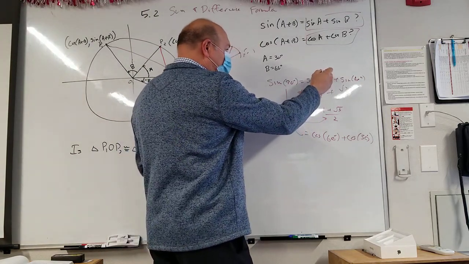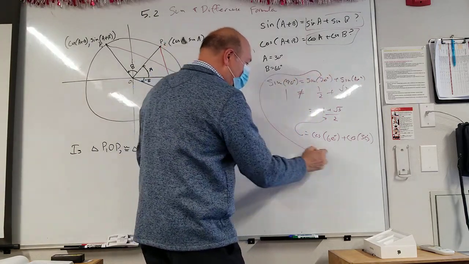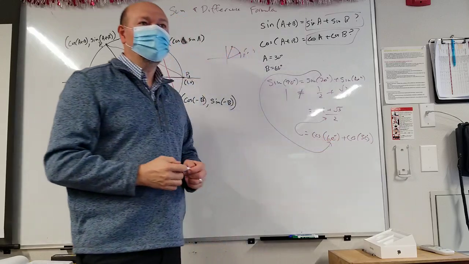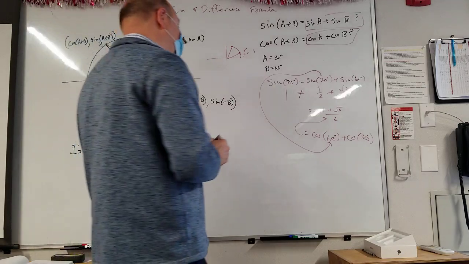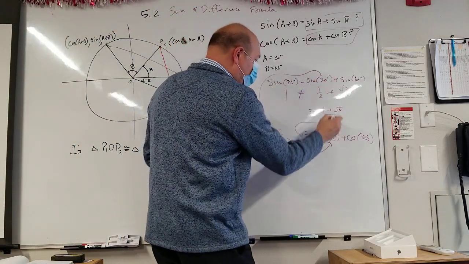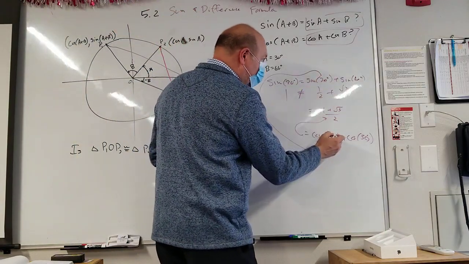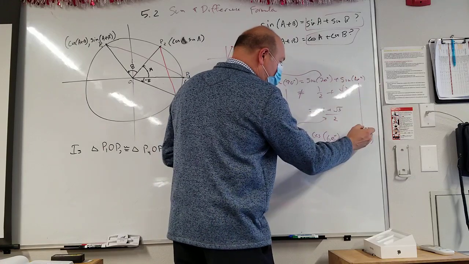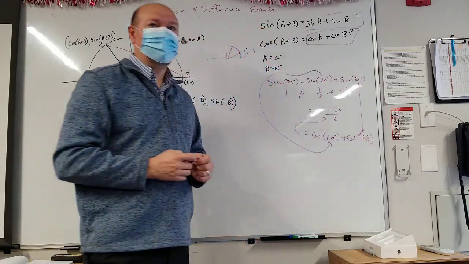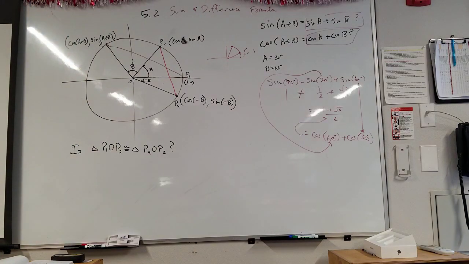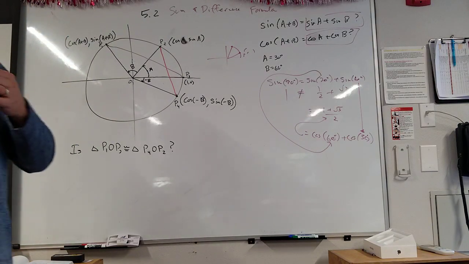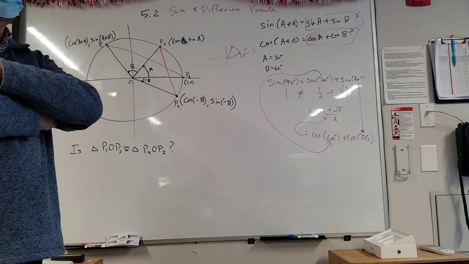Yeah, so cosine and sine are complementary, right? That's the whole point of saying co. It's the complementary of sine. So this 30 is the same thing as this 60. And this 60 is the same thing as this 30. That's the whole point of complementary. Right, co-functions. Right, co-function theorem. All right, awesome. We even named it. That's so cool. Okay.